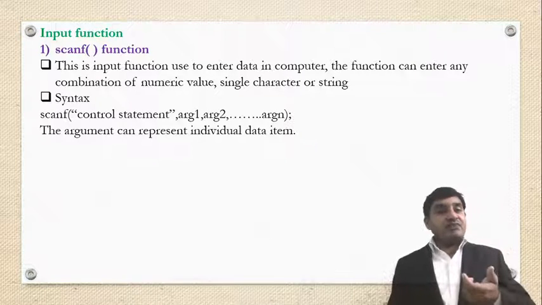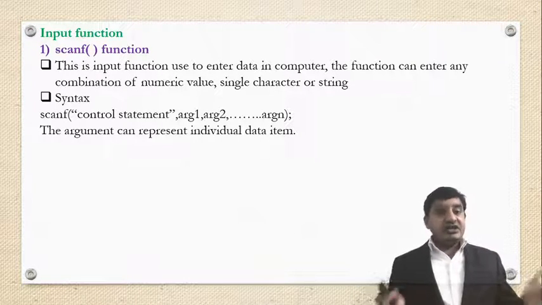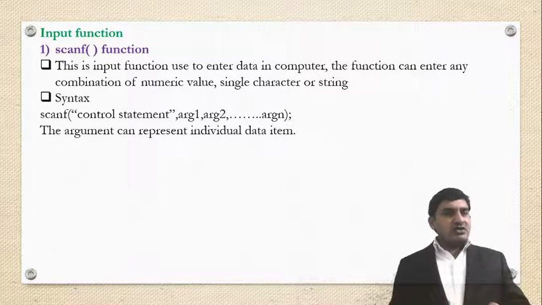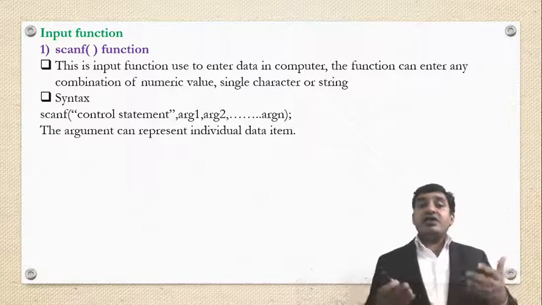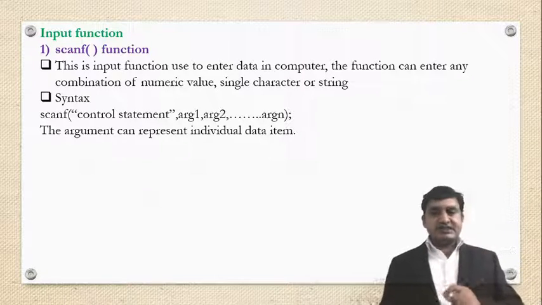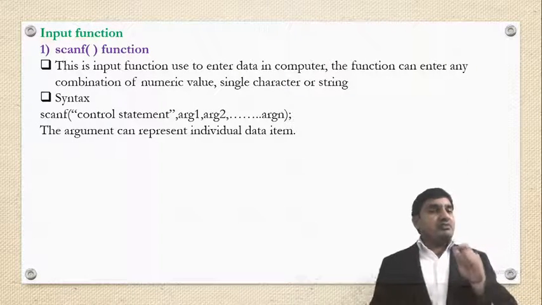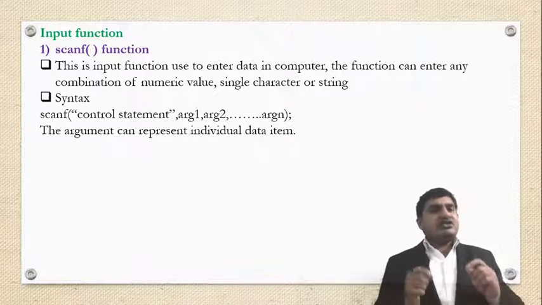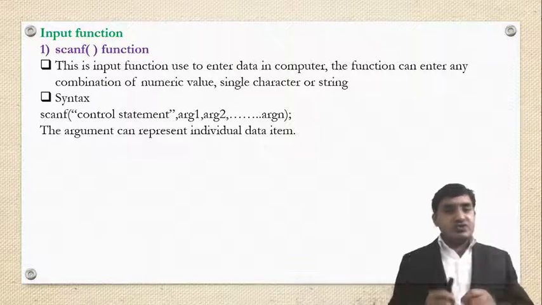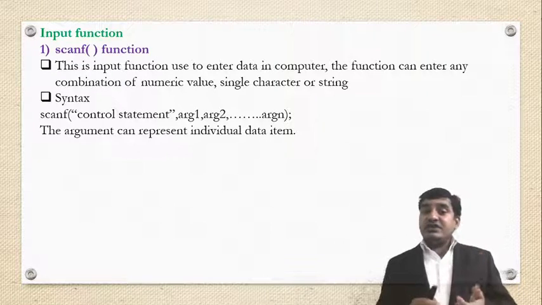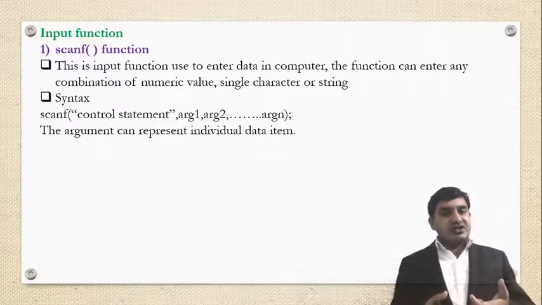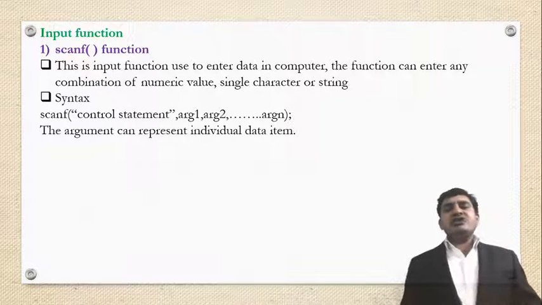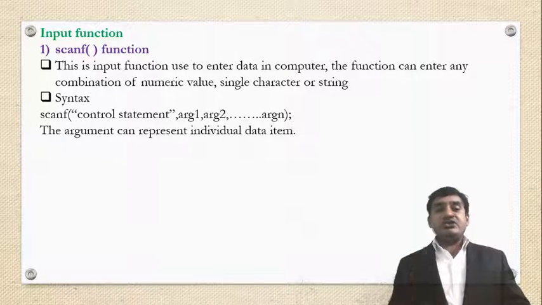In the control string, we can use different data types. For integer we use %d, for float or real number we use %f, for character we use %c, and for string we use %s. This control string is enclosed in double inverted commas, and there is a comma in between: control string, argument first, argument second, and so on up to argument n. This scanf function is terminated with a semicolon.